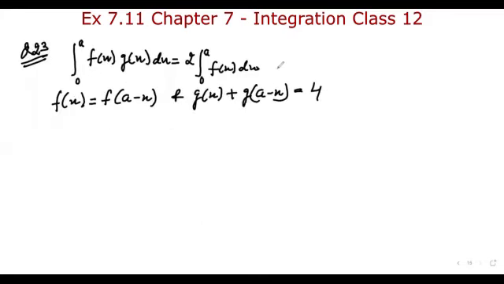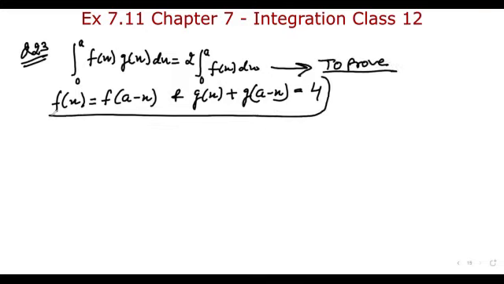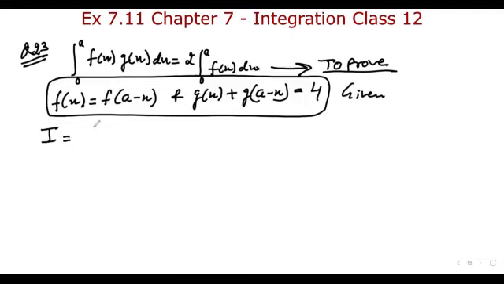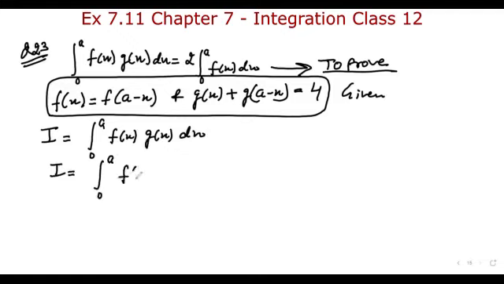Here we have to prove this value. This we have to prove. This is given. We can use it in the question. So we have to find out this. I'm assuming I is equal to integral 0 to a f(x) g(x) dx. So this will be I is equal to integral 0 to a, f(x) is f(a minus x), so I'm writing f(a minus x). And g(x) value will be 4 minus g(a minus x) dx.